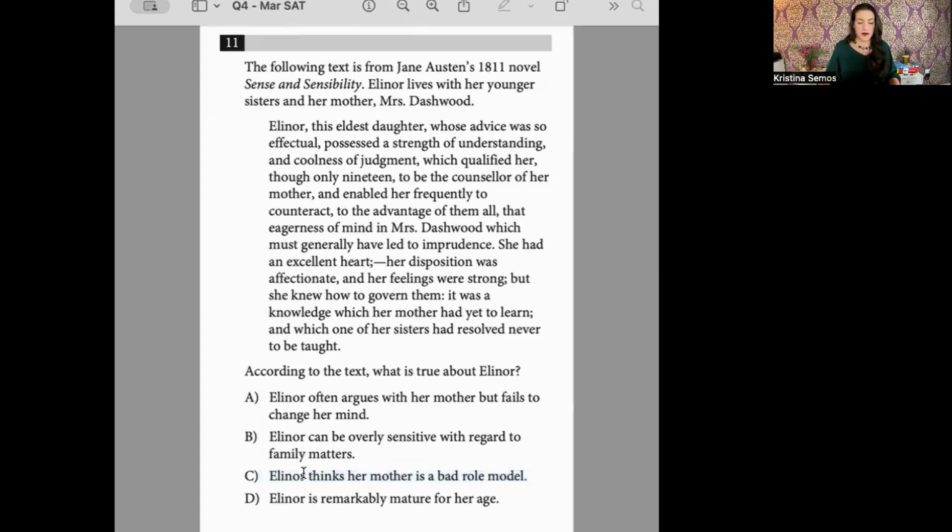Okay. Let me go to D, which I really hope is it because I don't like the other 3. And that is, she's remarkably mature for her age. Absolutely. It's talking about how she possessed the strength of understanding. Everyone listens to her advice, though only 19. So this is beyond her years. Does that make sense?